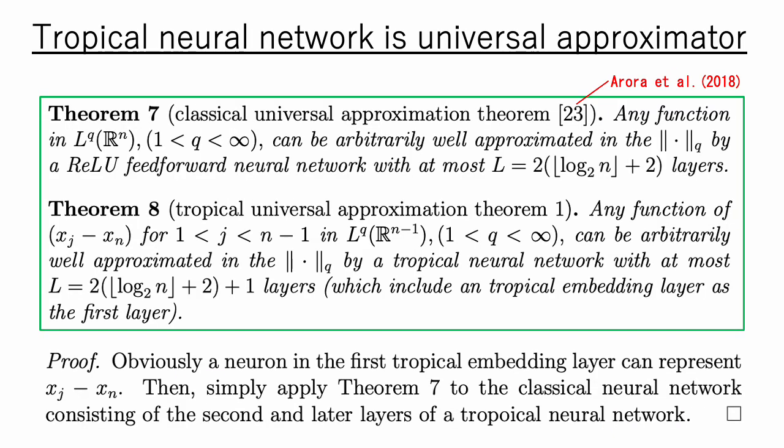First, we wanted to know if a tropical neural network has enough expressibility, so we proved that a tropical neural network is a universal approximator. This is simply because the first tropical embedding layer can represent a coordinate function xj minus xn if the weights are tuned, and thus never lose information at all.